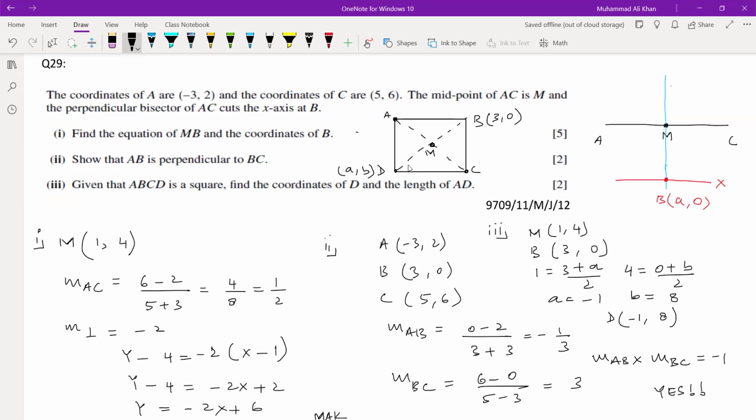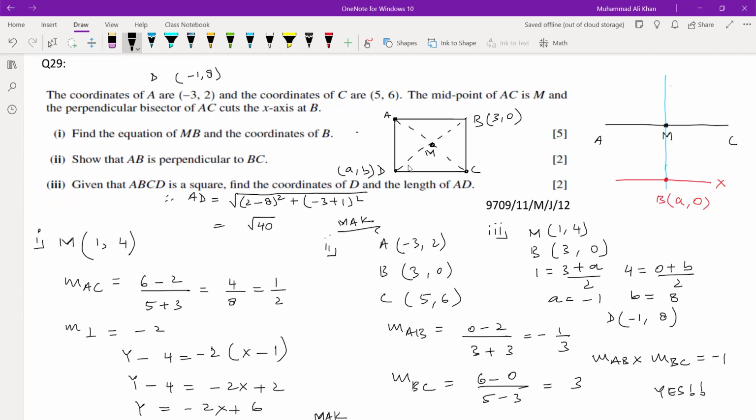We also have to find the length of AD. So what will the length of AD be? By using the formula under root y2 minus y1. What are the coordinates of A? -3, 2. And the coordinates of D? -1 and 8. We have to calculate the length between these two. So it will be 2 minus 8 whole squared plus -3 plus 1 whole squared. So it is under root 40. Under root 40 is the length of AD.